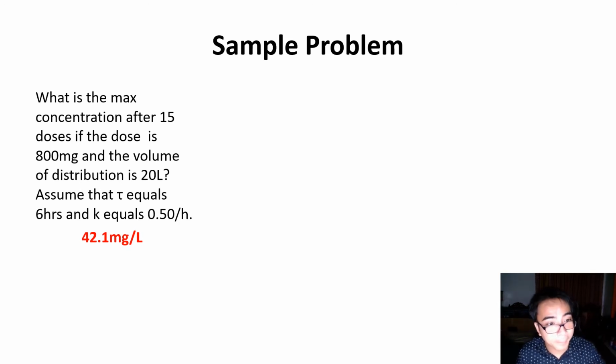Here's another one. Right, para mapag-practice kayo ng bonggang-bongga. Right, so what's the max concentration after 15 doses if the dose is 800 milligrams and the volume distribution is 20 liters? Assume that tau equals 6 hours and k equals 0.5 per hour. Right? I think kaya nyo na to. Okay, subukan nyo to class sa inyong sarili. Okay, the answer should be 42.1 milligrams per liter. So pause this video. Try to compute on your own. If you get the same answer, ayos.